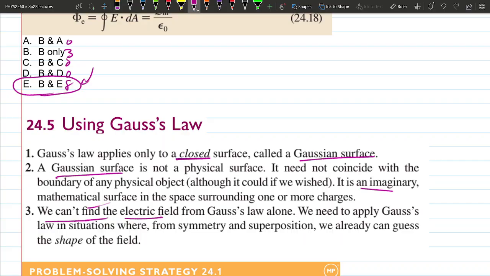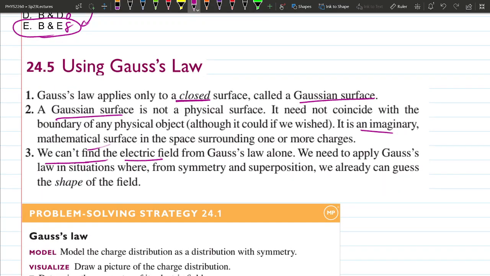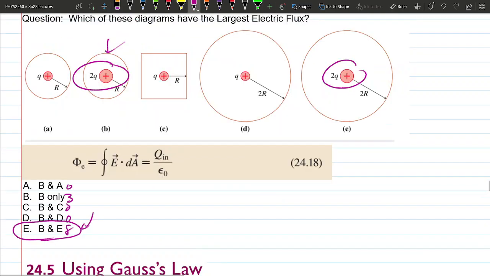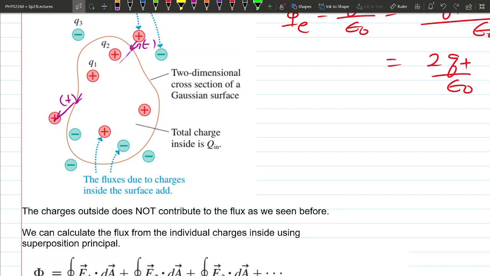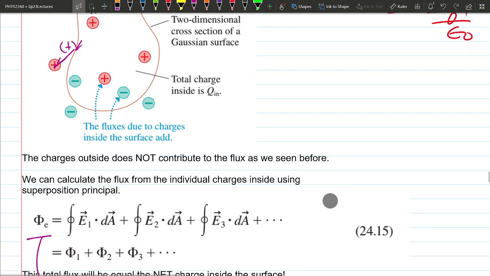Remember when we did the point charge? We needed the diagram, the drawing, to figure out what the direction is, right? Gauss's law gave us the magnitude. It doesn't give us the direction. And so you have to use symmetry and this idea of superposition, meaning if you have multiple charges inside your Gaussian surface, you're going to add up multiple electric fluxes. All right.